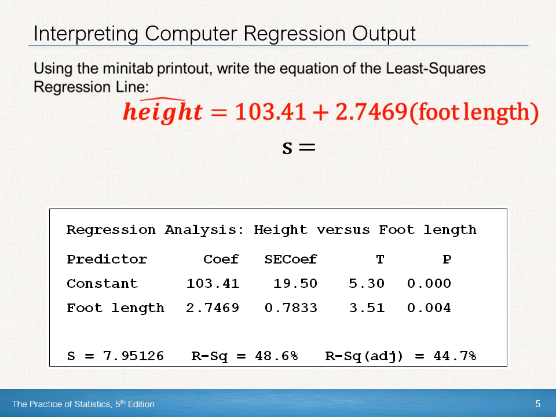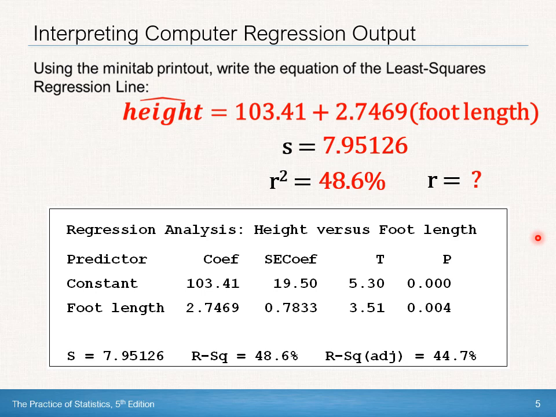All right, so find s for me. Well, it's pretty obvious. It's right here. Yes, that is the s. And then find r squared. Okay, again, that's pretty obvious. It's this one. Again, you're not using the adjusted; ignore that. The r squared of 48.6%. Okay, and so now can you tell me what r is?